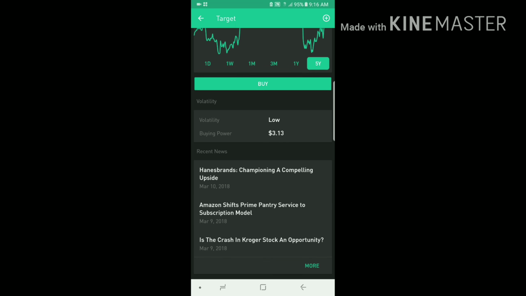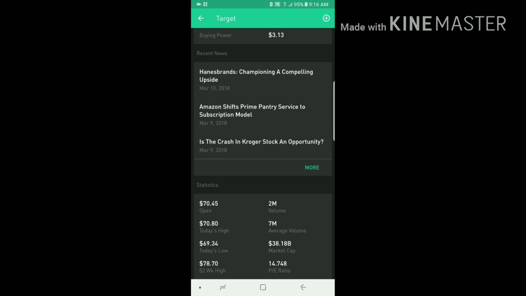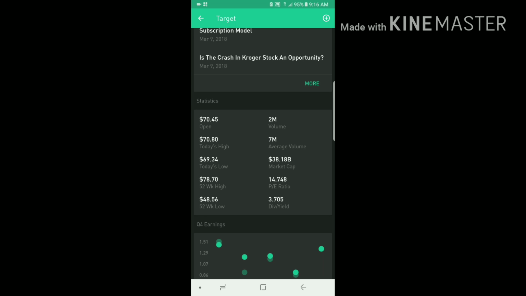It gives you basic news here, but I don't recommend you guys checking Robinhood news just because they're very biased, you could say, and the information is not too accurate. But as you can see here, it gives you good information on the statistics. You could check the open, high, low, its volume, average volume, market cap, all that stuff.